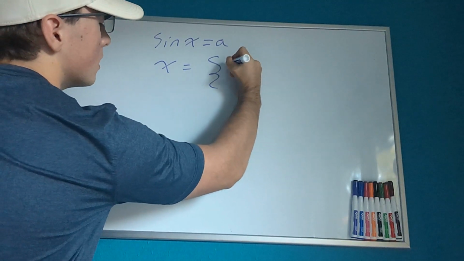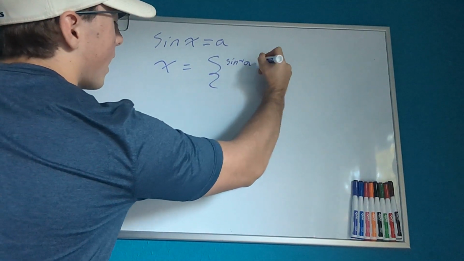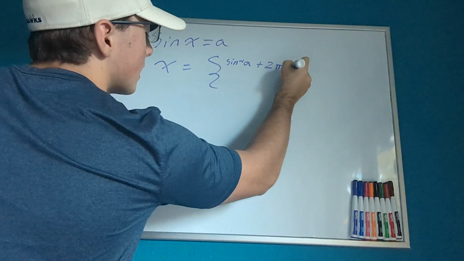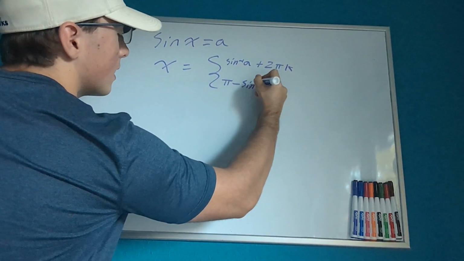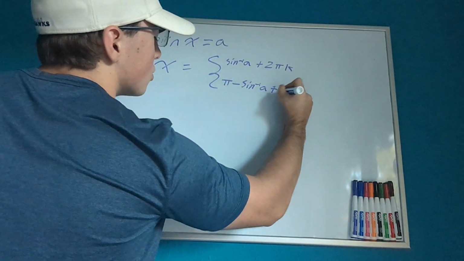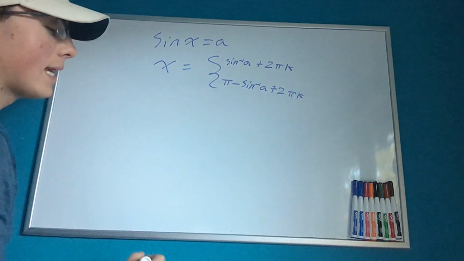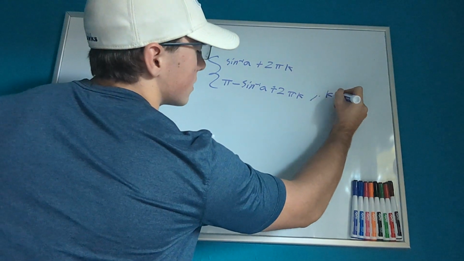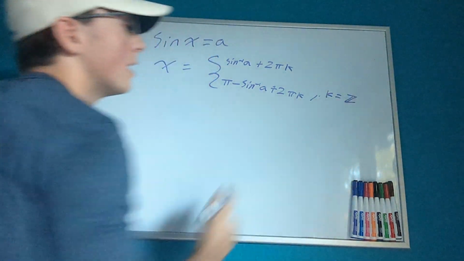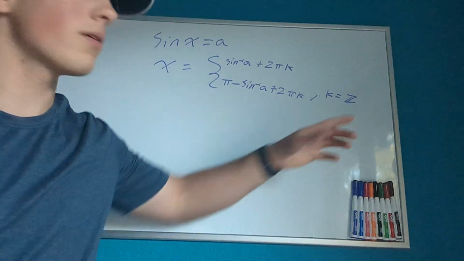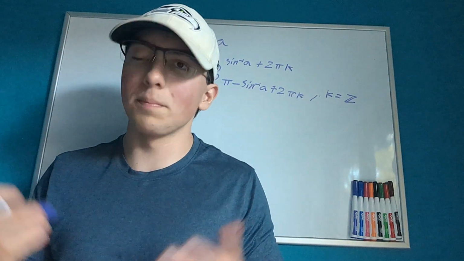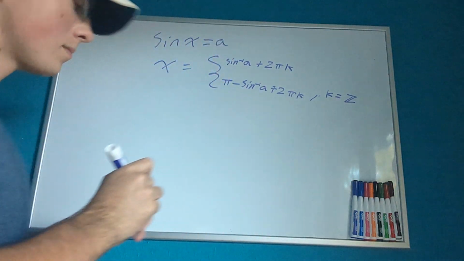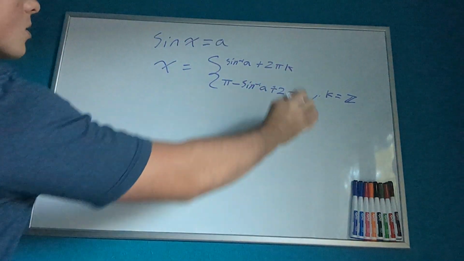x will equal sine inverse of a plus 2 pi k, and x will equal pi minus sine inverse of a plus 2 pi k. And k equals the integers. That's an important fact to always write down, so that way people know what you mean when you're talking about k. And by the integers, I just mean k can equal 0, positive or negative 1, positive or negative 2, and so on, right?